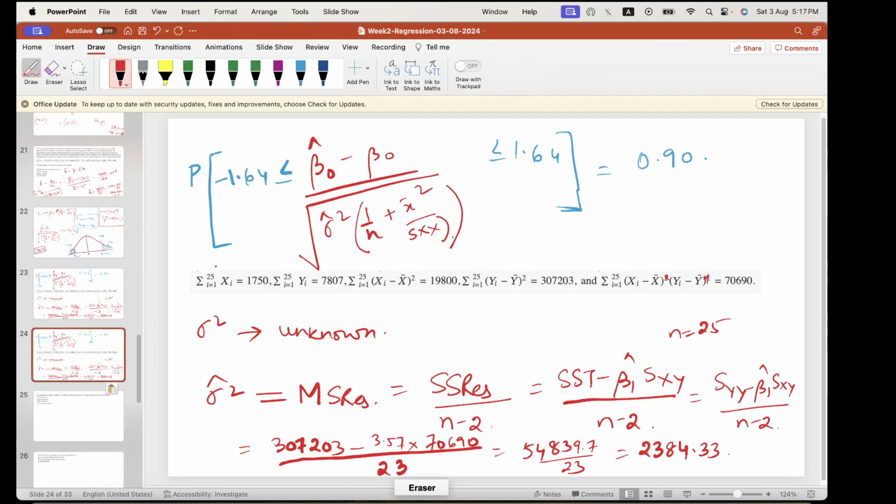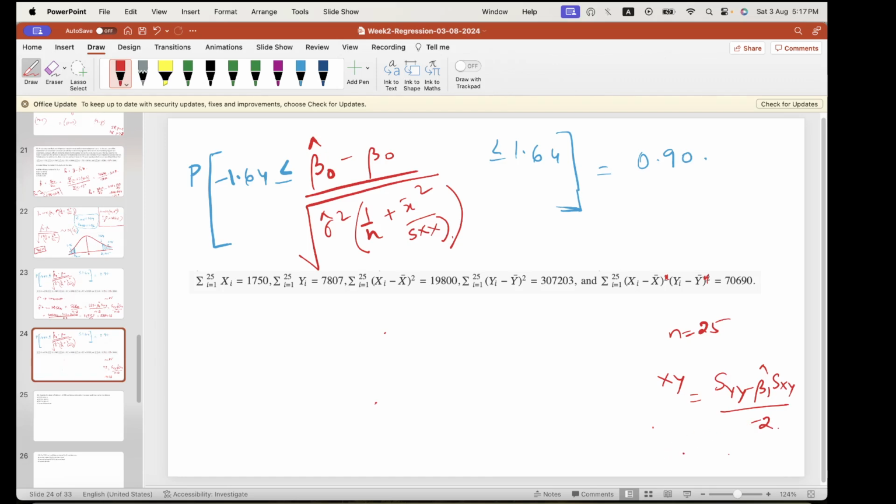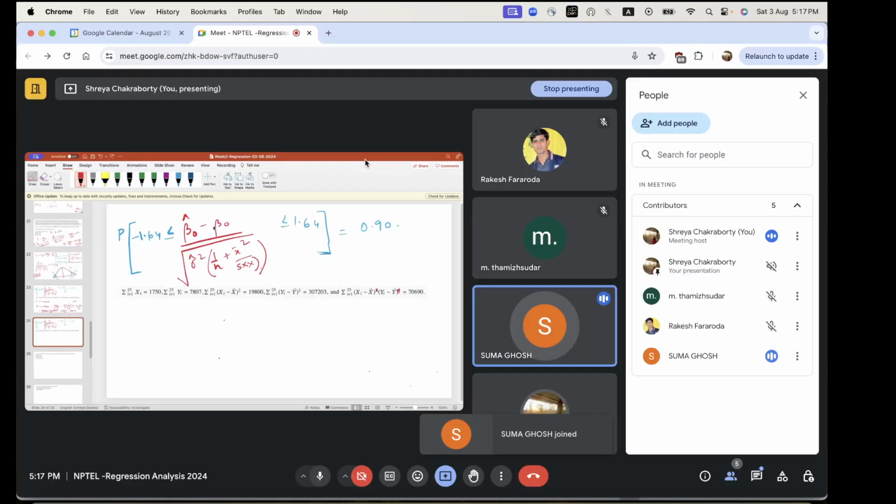Okay, so now we have all the values that we need. Sigma square is estimated as MS residuals. We have the estimate of beta naught hat. We know what x bar is, sxx is, and everything is known apart from the true beta naught value, the true beta naught parameter. So now we are going to rearrange this equation over here so that we keep beta naught in the center.